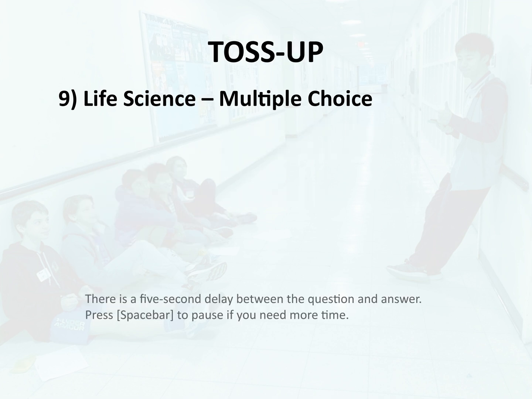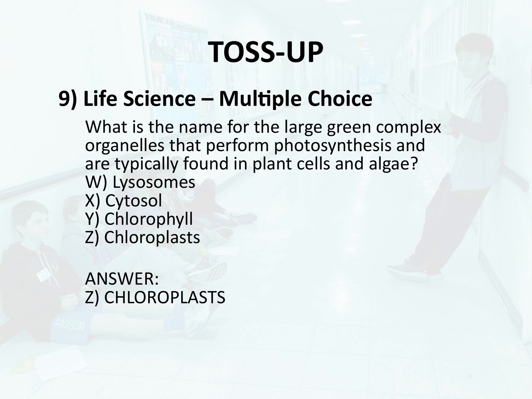Toss-up 9. Life science, multiple choice. What is the name for the large green complex organelles that perform photosynthesis and are typically found in plant cells and algae? W. Lysosomes. X. Cytosol. Y. Chlorophyll. Z. Chloroplasts. Answer. Z. Chloroplasts.